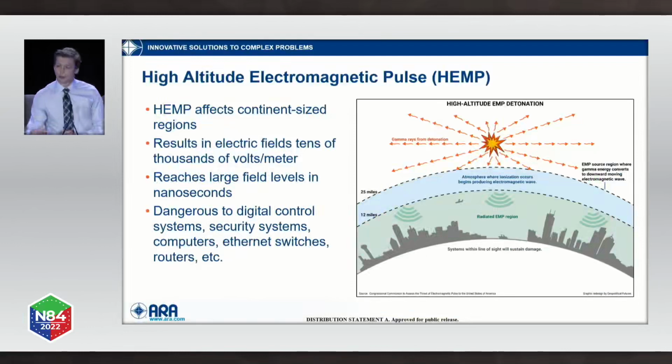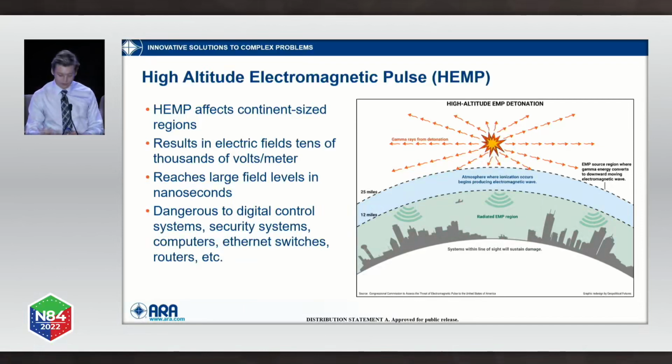When a nuclear weapon is detonated, among other things, it releases gamma rays in the atmosphere. And these gamma rays serve to strip electrons away from air molecules. And you end up with this high energy current in the atmosphere that again is turned by the geomagnetic field, and this creates a propagating electromagnetic pulse. Now, this is something that on the ground can lead to tens of thousands of volts per meter, huge electric fields, and it gets up to those levels in billionths of a second.